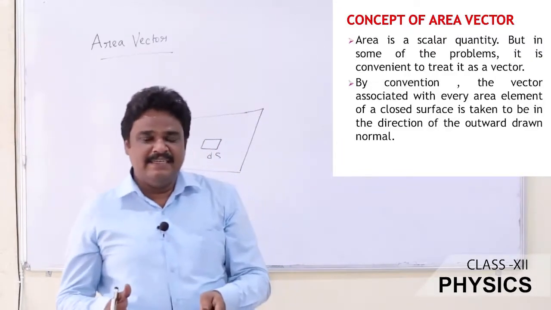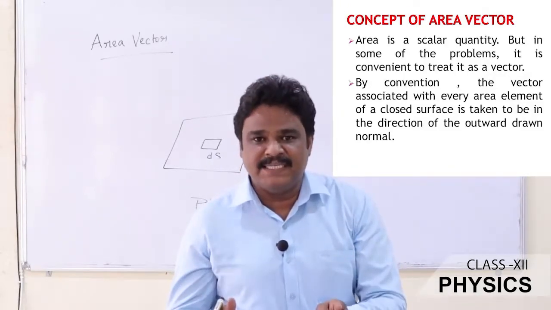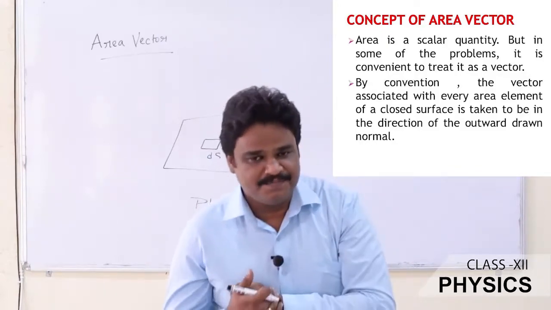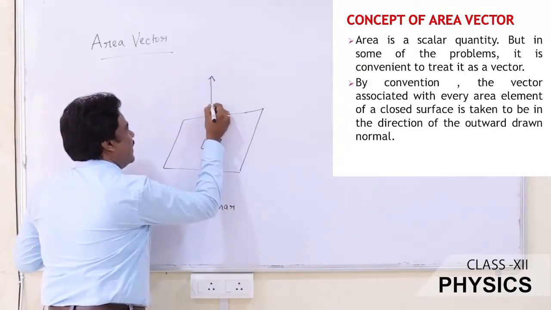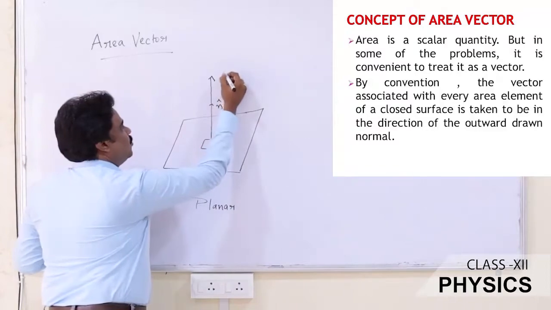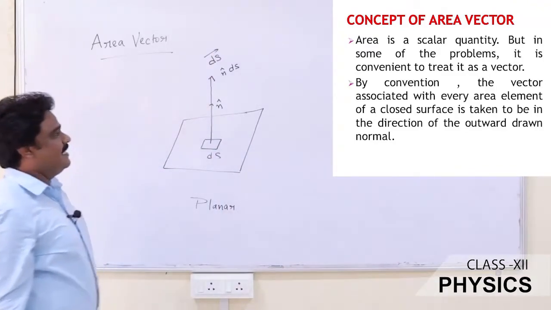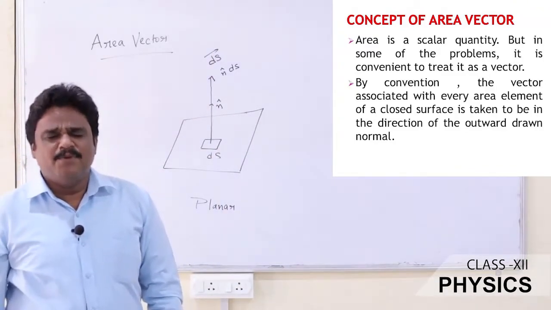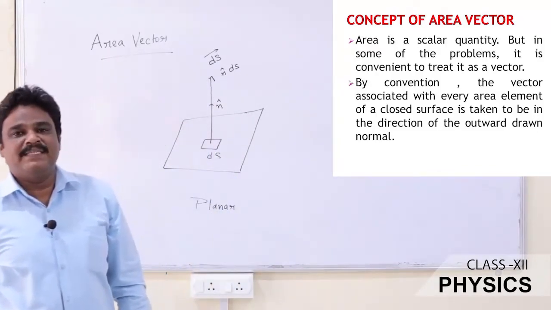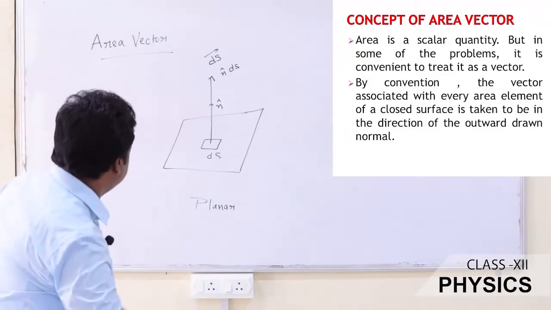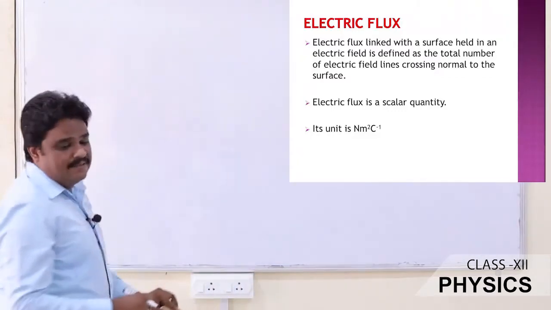By convention, if I am going to give direction to an area element for a closed surface, I will be drawing the outward normal, like this. I am going to mark this unit vector as n cap. So n cap ds represents the area element vector, that is ds vector. Once again, it is the most important concept that will be very useful for studying the next topic, that is Gauss's theorem. Yes. Now, I am going to get into the next topic, that is electric flux.